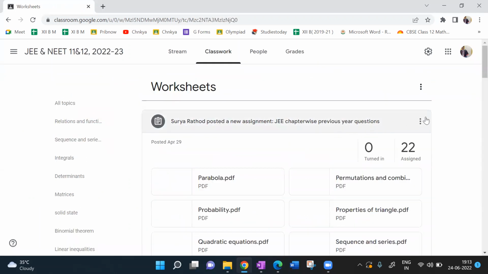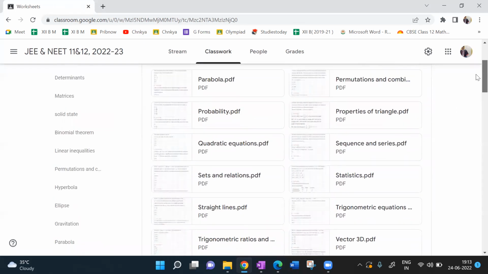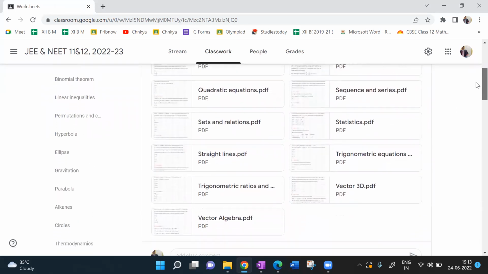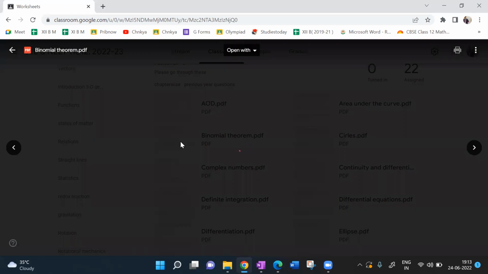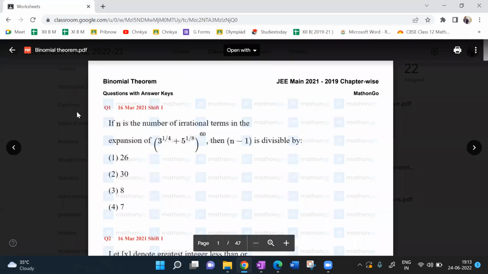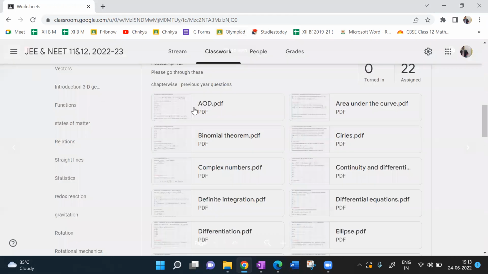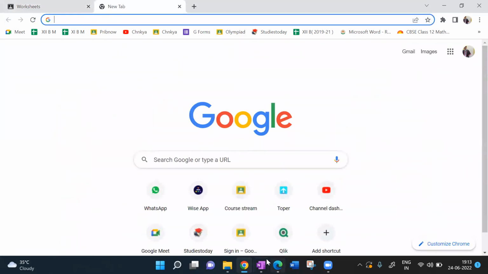JEE chapter wise previous year questions. In that particular column, you just choose the topic name. Look at this, binomial theorem we are discussing now. If you click on this, automatically it will take you to the binomial theorem PDF. If you want to download, you can download, or if you want to take the question from there, you can just take the question and solve it.